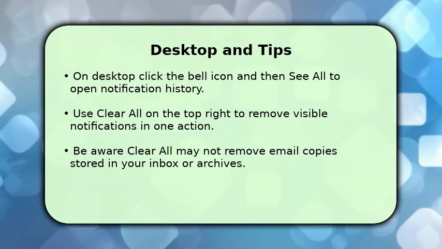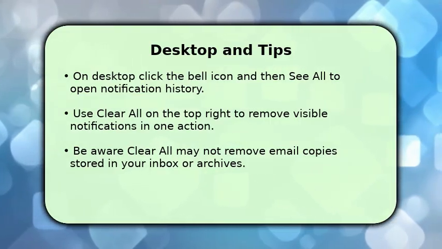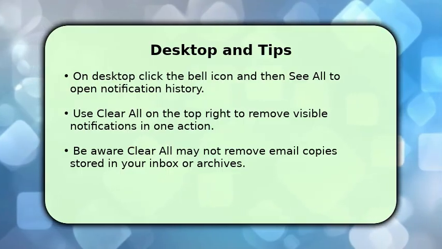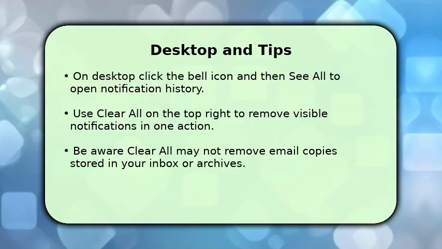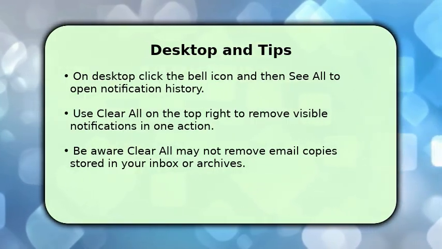Always on desktop, click the bell icon and then see All to open notification history. Hover over a notification and click the three dots to reveal Delete or Turn Off. Use Clear All on the top right to remove visible notifications in one action.